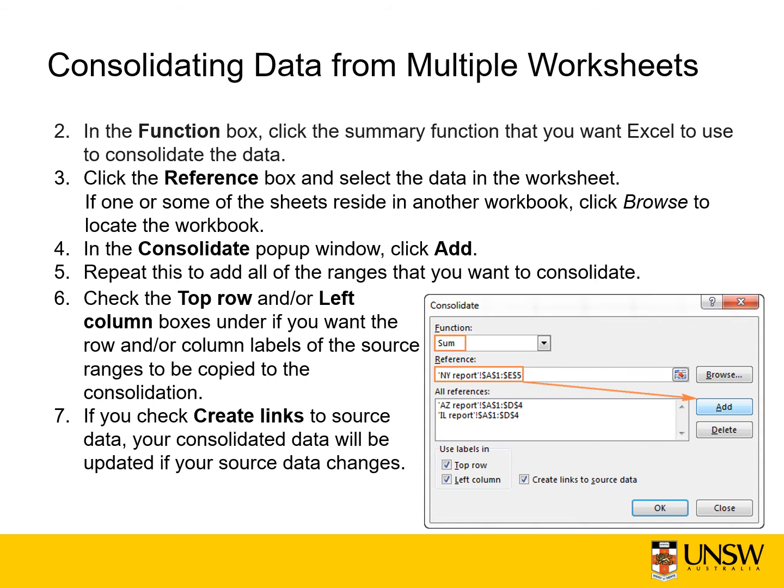In the reference box, click the collapse icon and select the range on the first worksheet. Then click the add button to insert that range and repeat this step for all the ranges you want to consolidate. Tick the top row and left column boxes if you want the row and column labels of the source ranges to be copied to the consolidation. And finally, select create links to source data if you want the consolidated data to be updated automatically whenever the source data changes.